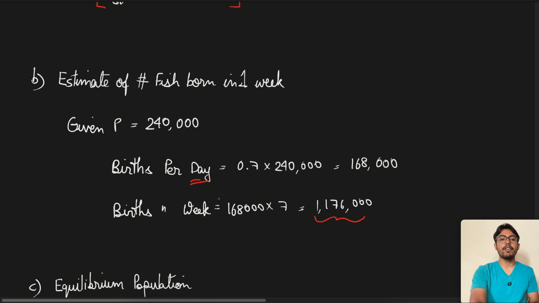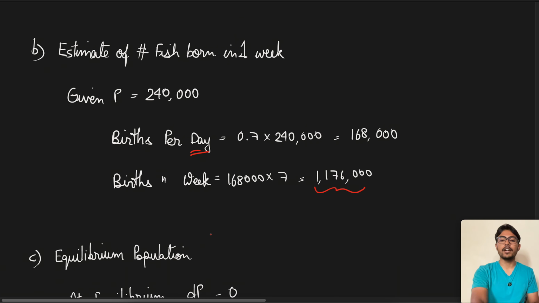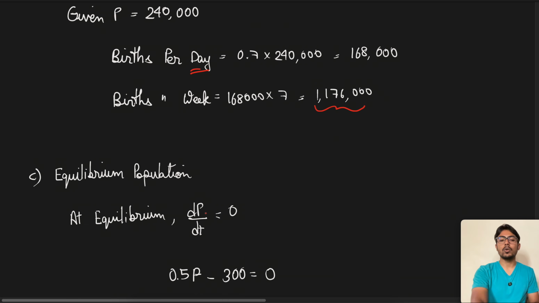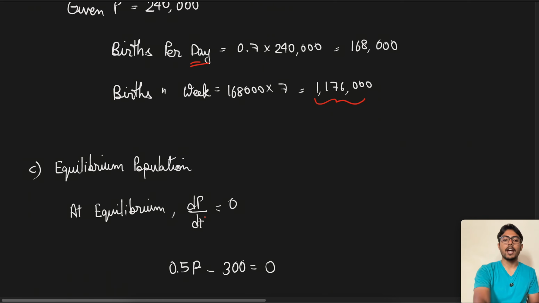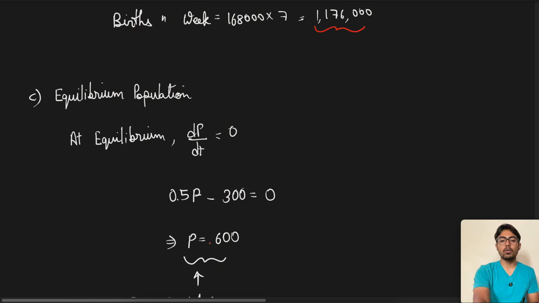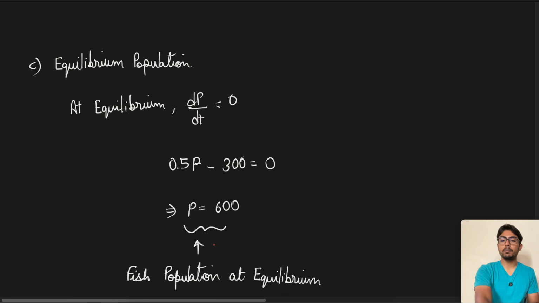Next, we find the equilibrium population at which the death rate is equal to the birth rate. At equilibrium, dP/dt equals 0, and therefore if we take the equation from part A, which was 0.5P minus 300, and put it equal to 0, P comes out to be 600. This is the fish population in the fish farm at equilibrium.